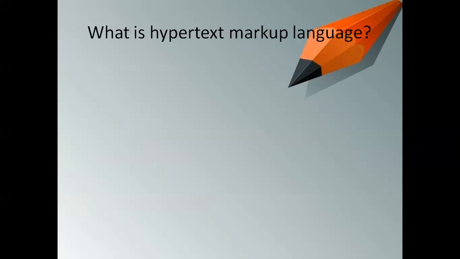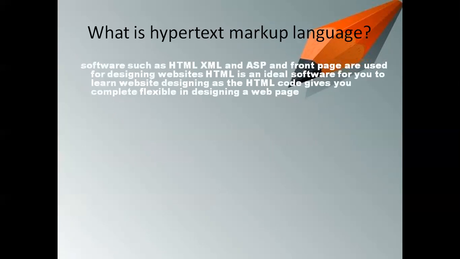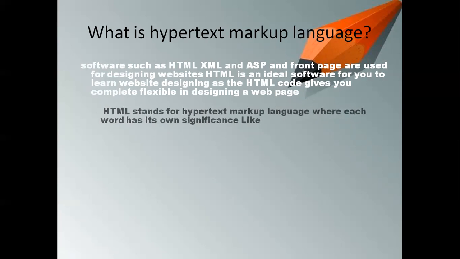What is hypertext markup language? Software such as HTML, XML, ASP and FrontPage are used for designing websites. HTML is an ideal software for you to learn website designing, as the HTML code gives you complete flexibility in designing a web page. So in short, with the help of HTML we are going to learn how to design a website. It is web designing software.